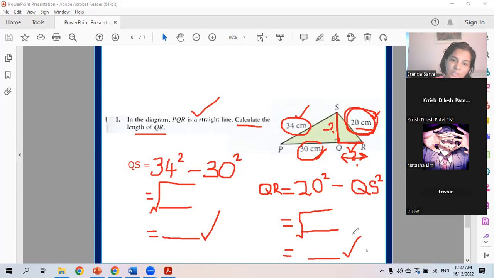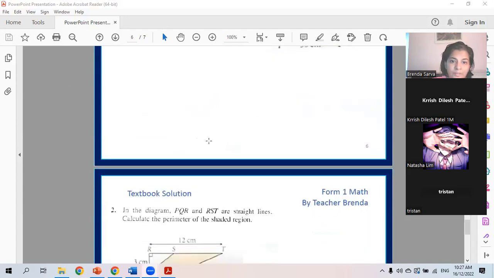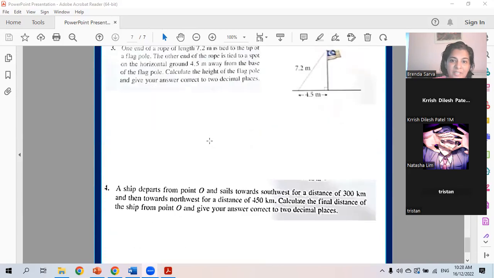Do you understand this question? It's a double theorem Pythagoras at work. To find QR, you must find QS first. To find QS, you use the theorem Pythagoras, you minus. Then to find QR, you do again the same thing. You remember finding the shorter side? Earlier we did. Okay. How do you find the questions? Now in your textbook, it's doable. Okay. All right. Last three questions.